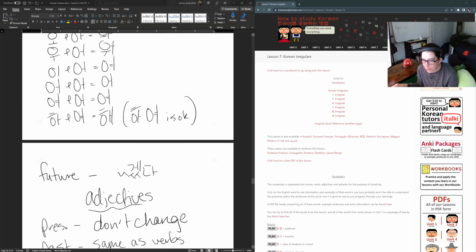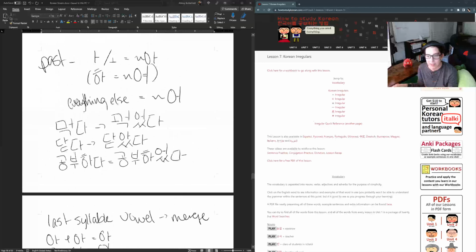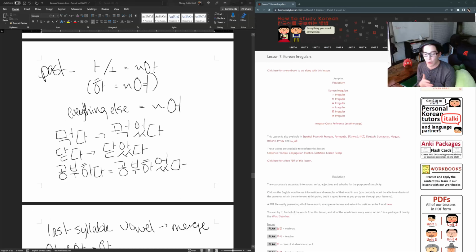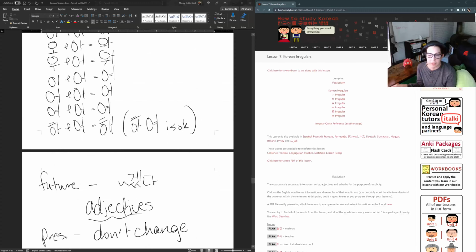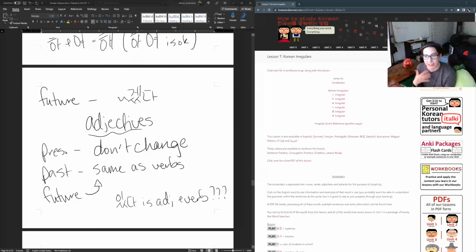So, past tense, you have to do the whole shebang of, oh, is it a or o? And you have to conjugate it. And then you have to add the 었, or 았, or 였. Or you have to merge them if it ends in a vowel. Same shebang. And future tense is the same. You just add 겠다. So, yay!